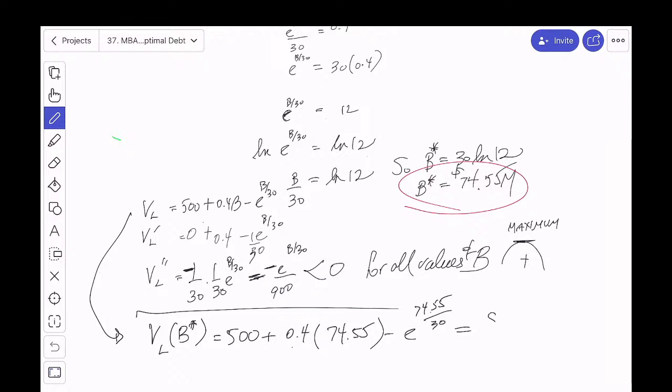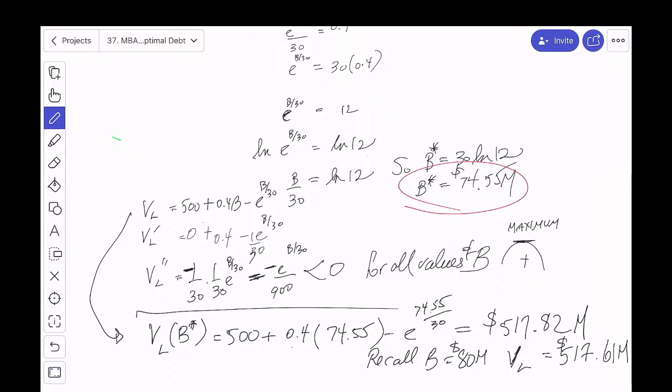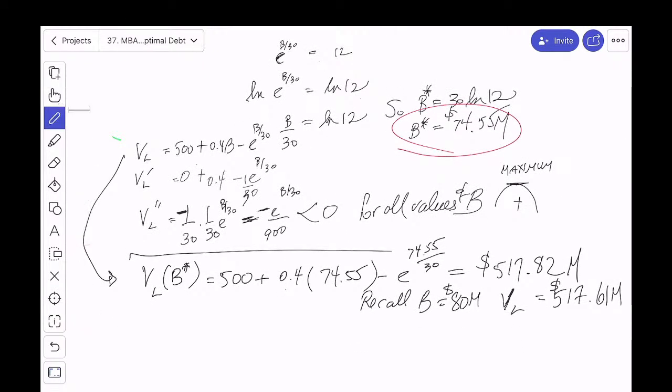Very good. So this is 517. The number looks familiar: 517.82 million. And we had before with 80, the value of the firm was also 517, but just a little bit smaller, right? So the best we can do is 517.82 million. It was 61 before. So we shot the optimum by going for 80 million in the first part, but then here we found the optimum, so just a little bit less debt, and we have a greater value. So the last question is, what would be the value of equity?